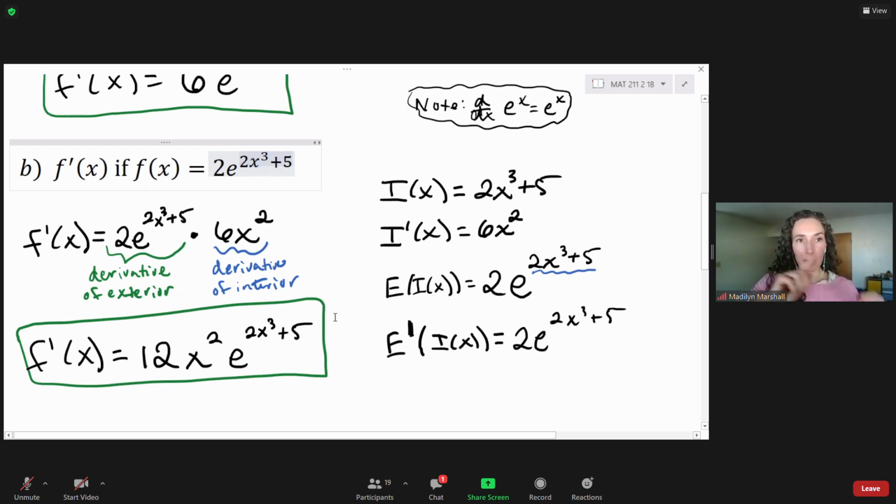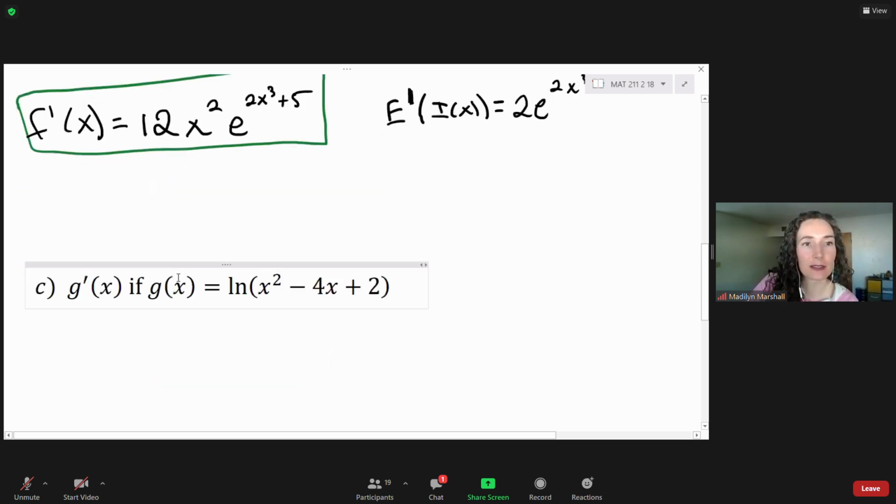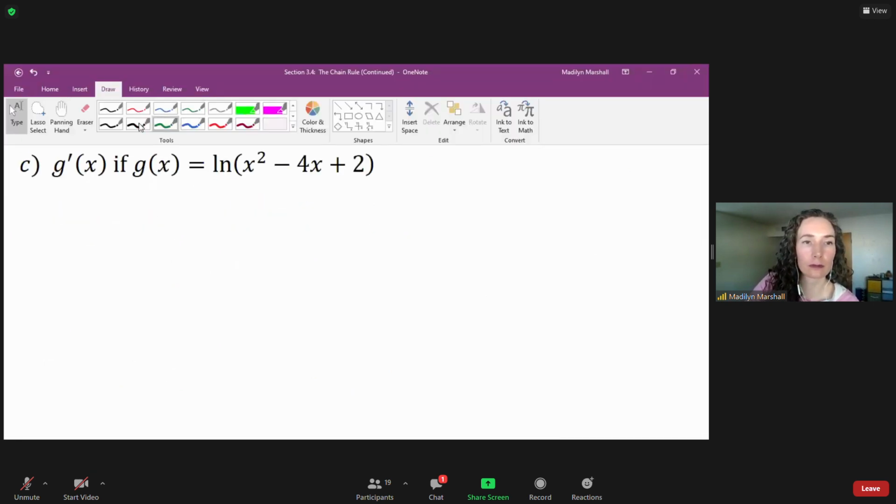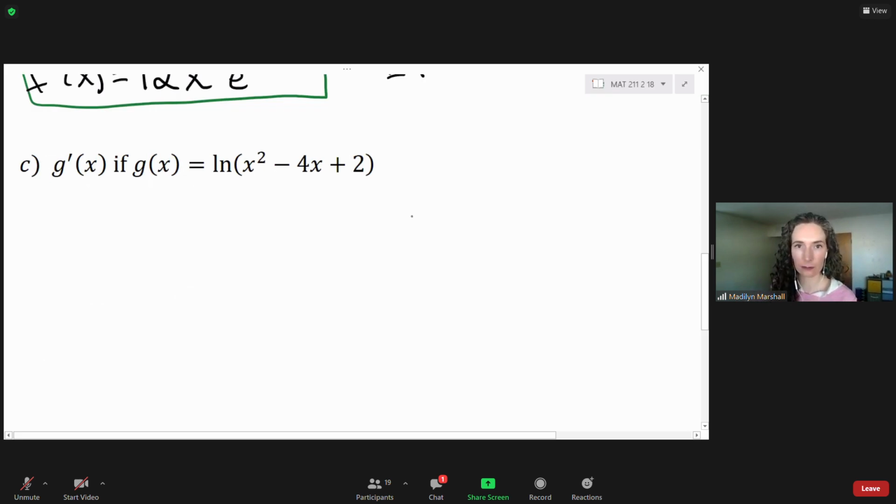So we used the power rule a lot last time. We were doing exponentials, and we also know that we use logs a lot. So here's our next chain rule. So we're trying to find g prime if g of x equals the natural log of all of this, x squared minus 4x plus 2.